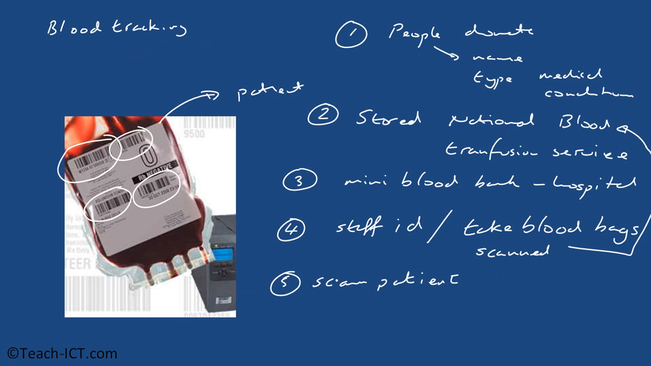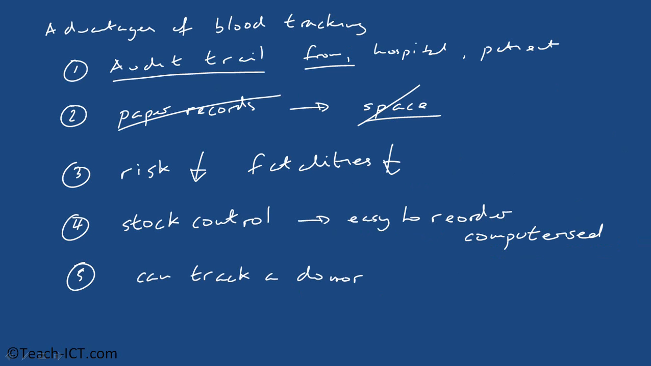It's stored in a national blood bank. Hospitals have their own little mini blood banks. Staff scan an ID and they take the blood out, so only particular types of staff can actually take those bloods out. And then, of course, you scan the patient to make sure the patient has the right type of blood. And finally, the advantages: you have this audit trail, and there's no need for paper records, which in turn means you've got space saving.